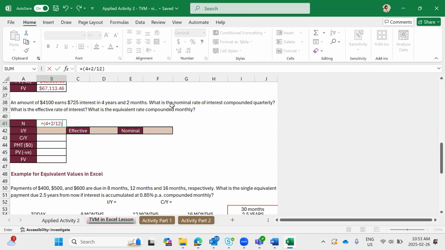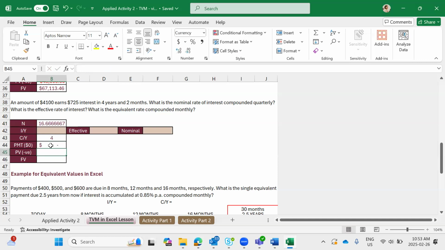So the first part of the question says they want us to find the interest compounded quarterly, so the CY would be 4 for 4 quarters in the year. So I'll fill in that CY value while I have that topic of discussion, that the interest is compounded quarterly. And again, if you need to see the formula for N, it's 4 full years plus 2 months over 12 months to convert that into a number of years, and then multiplied by 4 to get the number of compounding periods.